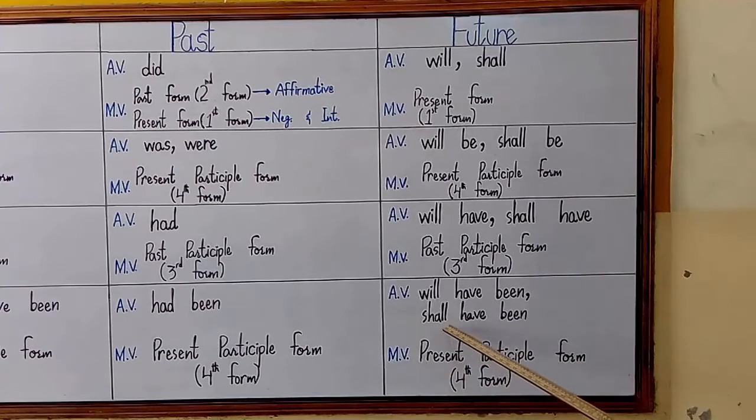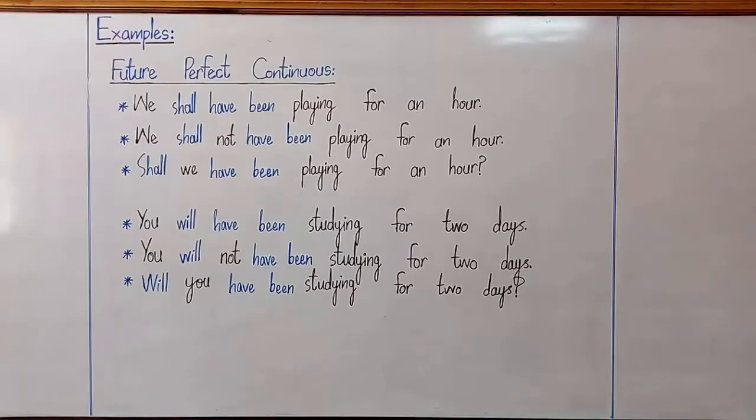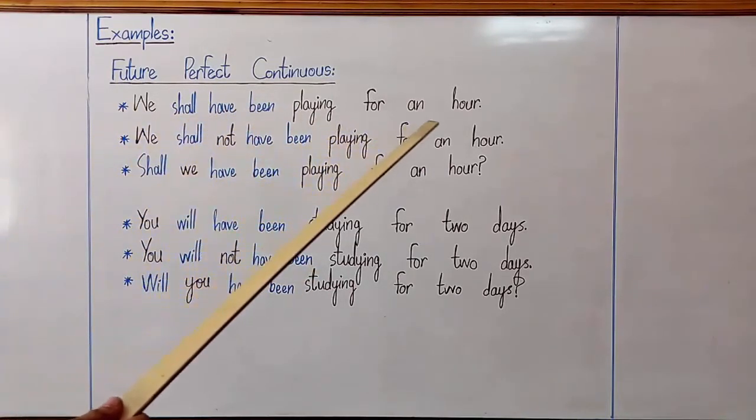And in future perfect continuous, we use will have been or shall have been as auxiliary verbs, and we use present participle form, which means fourth form of main verb. These are the examples for future perfect continuous tense with the usage of shall have been and will have been in affirmative, negative and interrogative sentences, and the usage of present participle form, which means fourth form of main verb here. We shall have been playing for an hour.